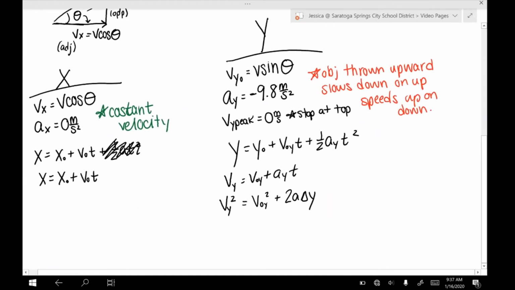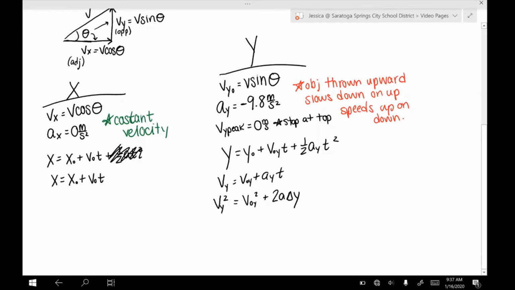Okay. Now, the big thing to remember is that the only variable that is the same between these two is time. Our time is the same between the x and y direction, but that's it. Velocities can't cross over, accelerations can't cross over, only time.